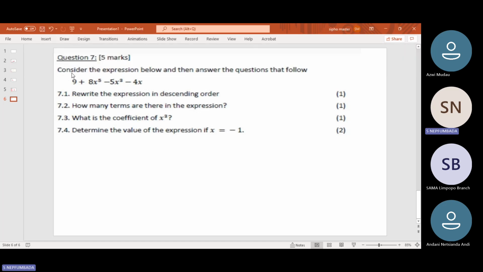They said: consider the expression below and then answer the questions that follow. They said 9 plus 8x to the power 5 minus x to the power 3 minus 4x, right? They said rewrite the expression in descending order. Remember descending.